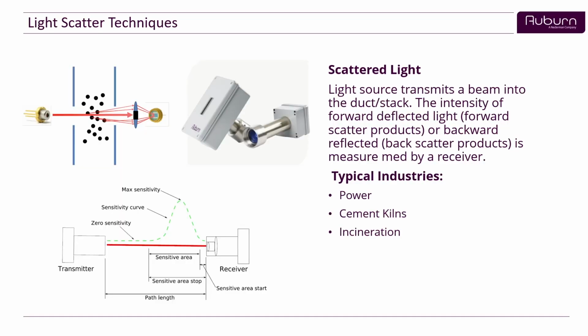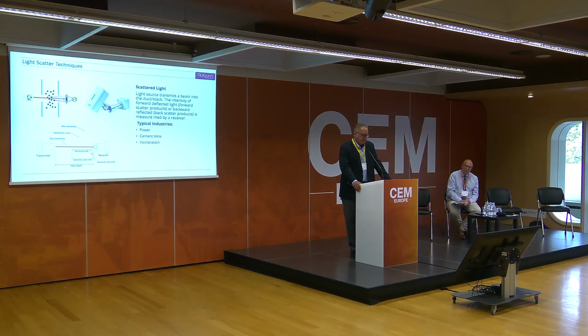Light scatter technique: a light source transmits a beam into a duct or a stack. The intensity of forward deflected light or backward deflected light is measured by a receiver. Typical industries include power, cement kilns, and incineration. You're going to notice common industries across all the different technologies that I mentioned in the previous slide.